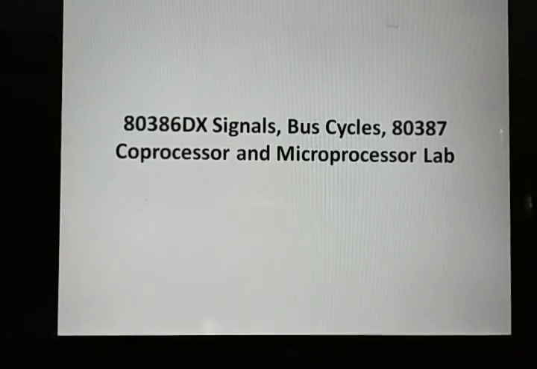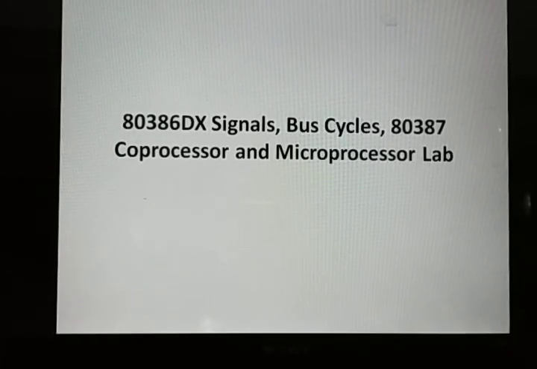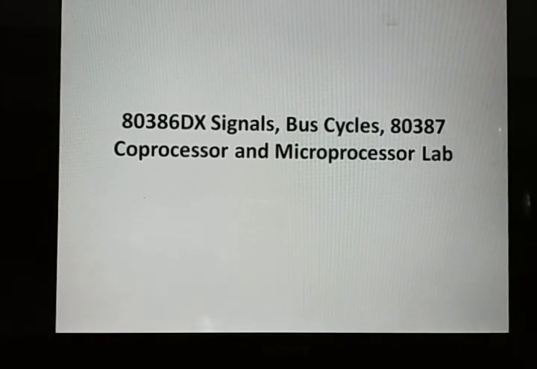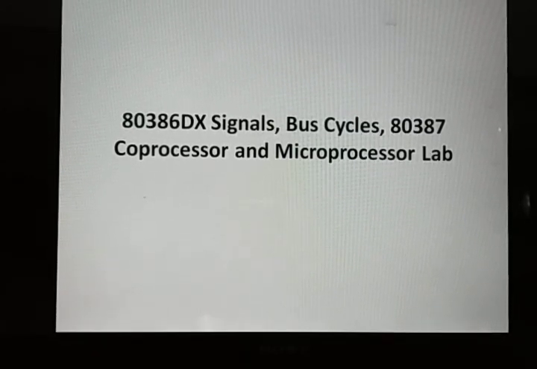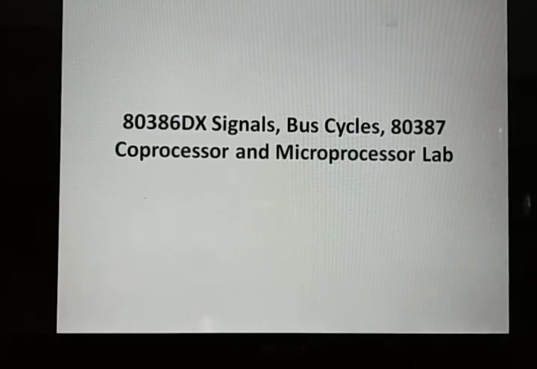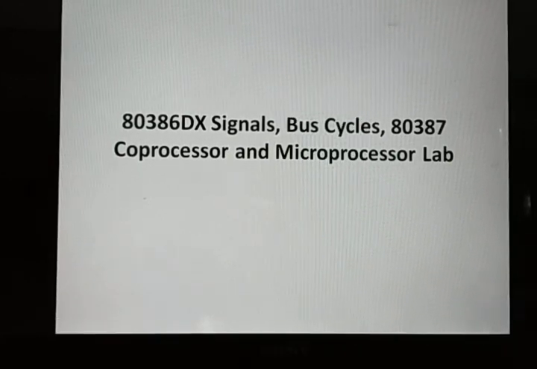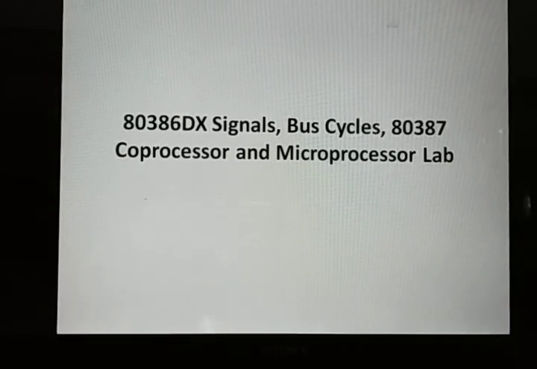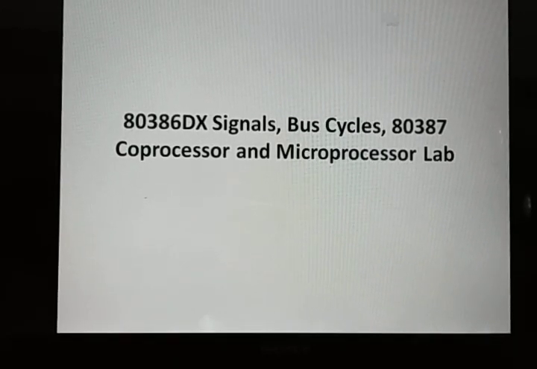In the last lecture, we discussed the initialization procedure of the software of the protected mode and what is virtual mode. What is the difference between virtual mode, real mode and protected mode, and how the processor switches between protected mode and virtual mode. So these conditions we have discussed in the last lecture. Now we will discuss the 80386 DX signals.